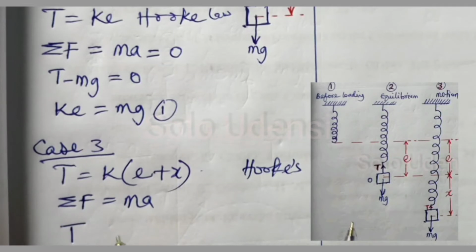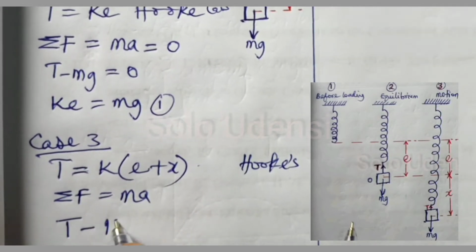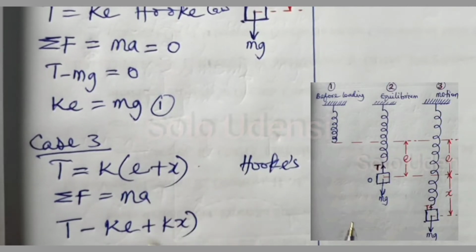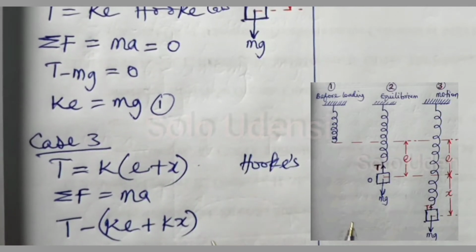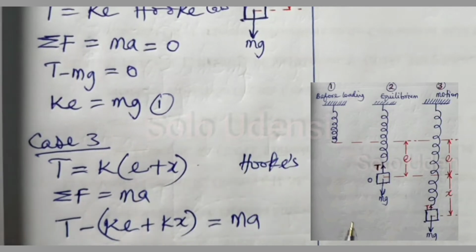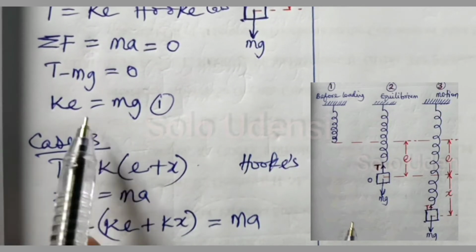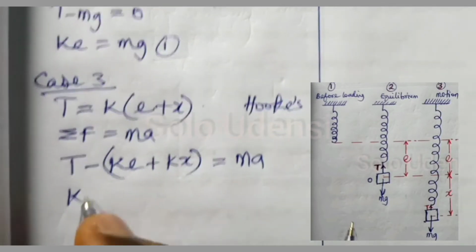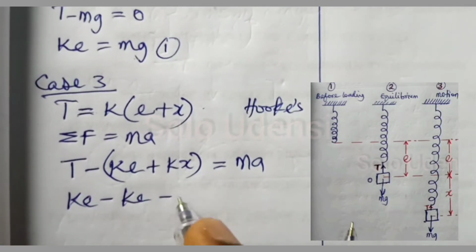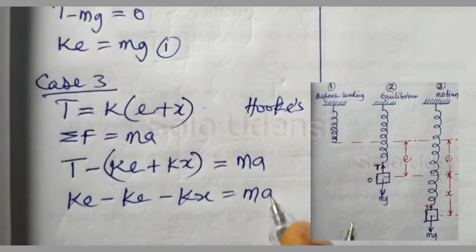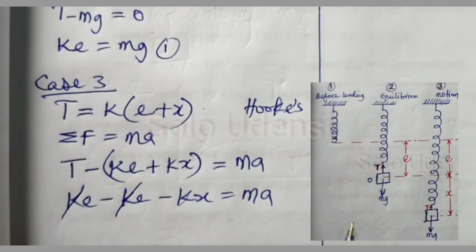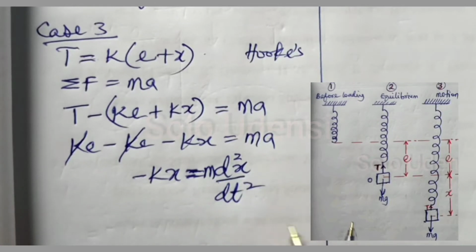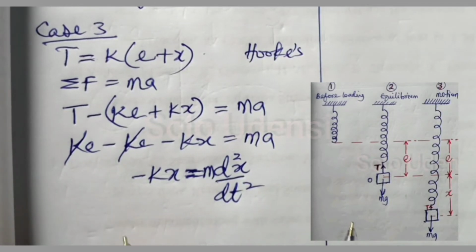T, the tension in the string, minus Ke plus Kx is equal to ma. And we have said that T is equal to Ke. So we put it, we have Ke minus Ke minus Kx equal to ma. So we have that minus Kx is equal to m d squared x over dt squared. This is the equation of motion.